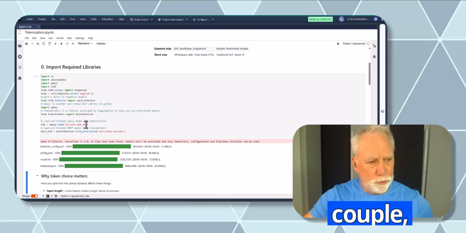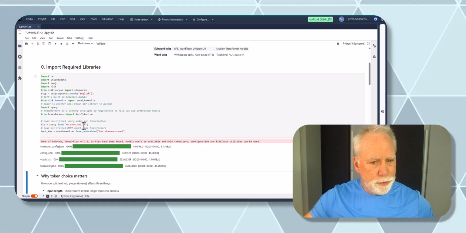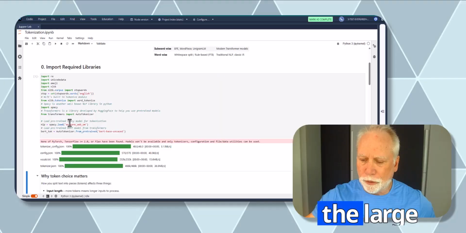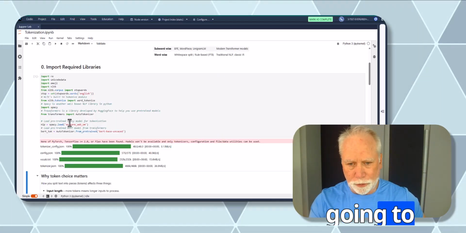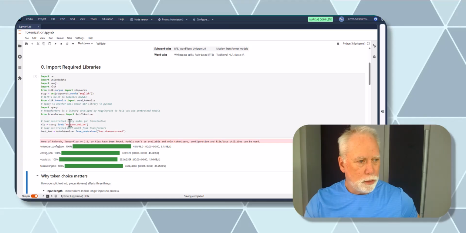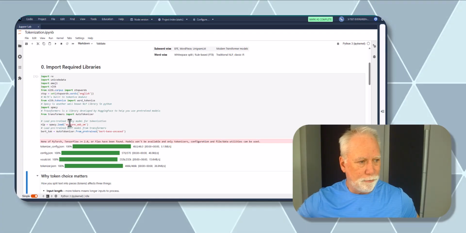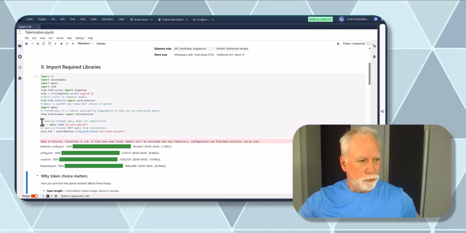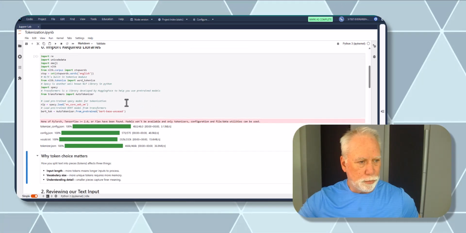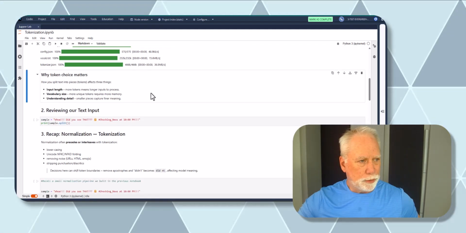spaCy has small, medium, and large, and they don't necessarily think the large model is any better. Obviously the smaller model is going to take up less space and less memory, and may or may not be good. You need to test these things out. The AutoTokenizer is BERT-based. I still think Hugging Face, but I can check.